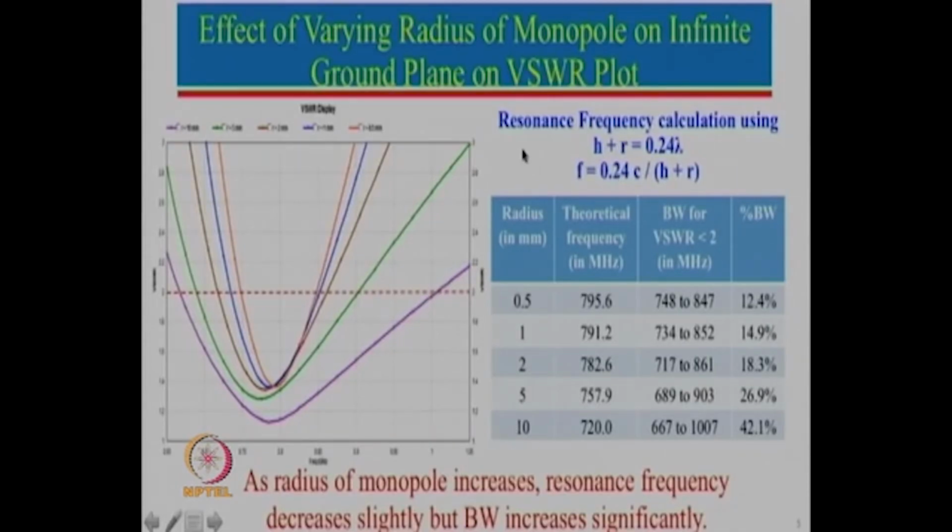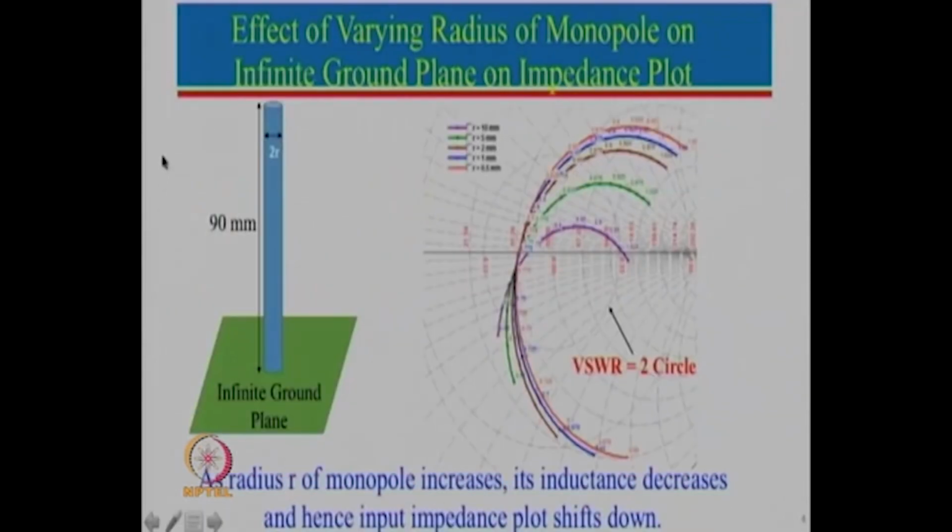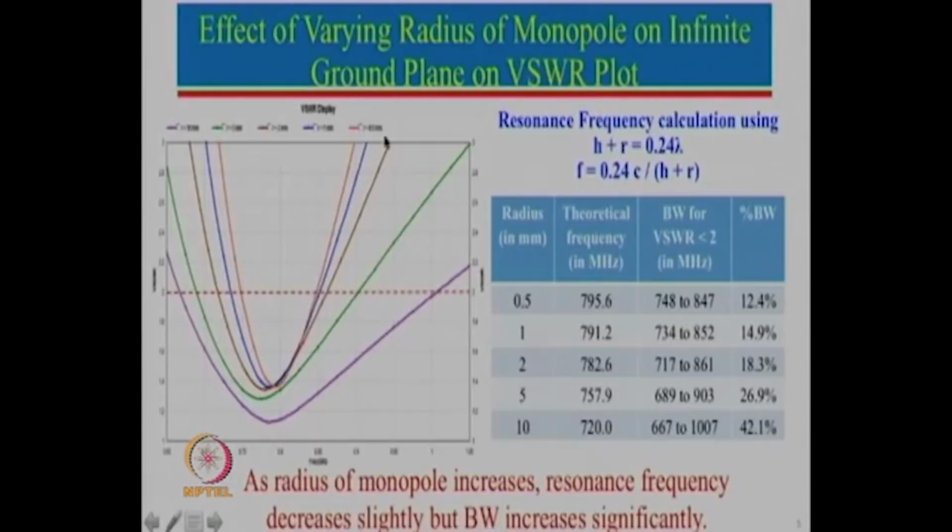So, first of all, we can actually calculate resonance frequency. Here H is fixed, which is 90 mm. We can just go back, look into here. So, H is fixed, which is 90 mm, and then we have added a radius. So, for different values of radius, we have taken a number of values here, starting from 0.5 mm, which is very thin, to about 10 mm diameter. So, from here we can calculate the frequency given by this expression here. So, we have calculated these frequencies over here.